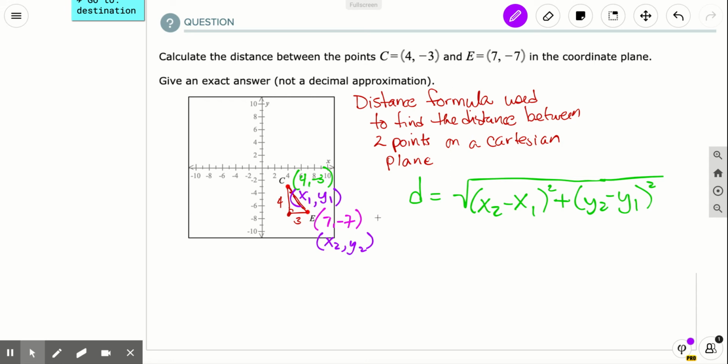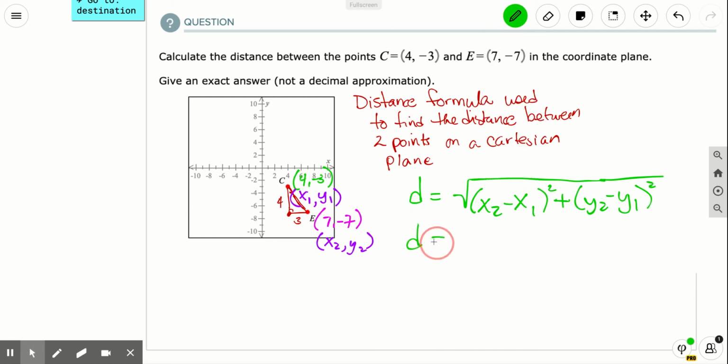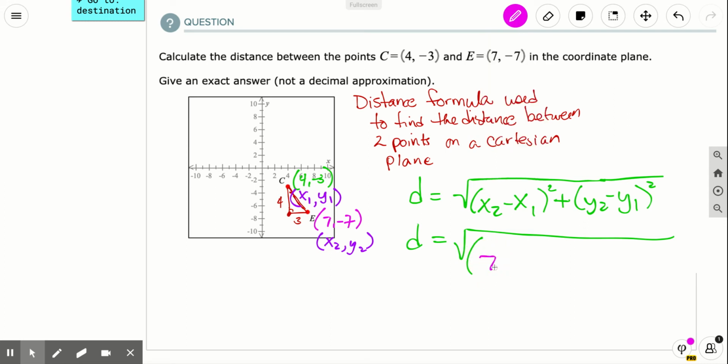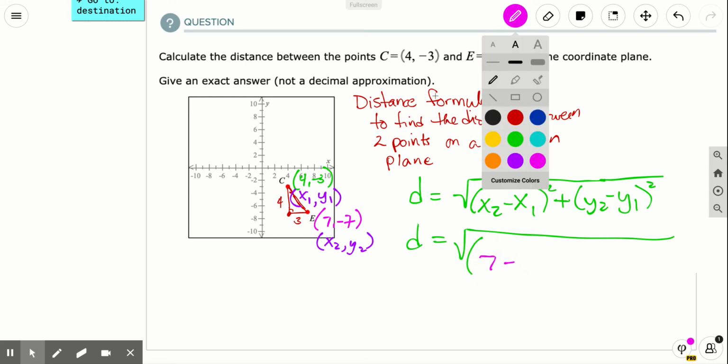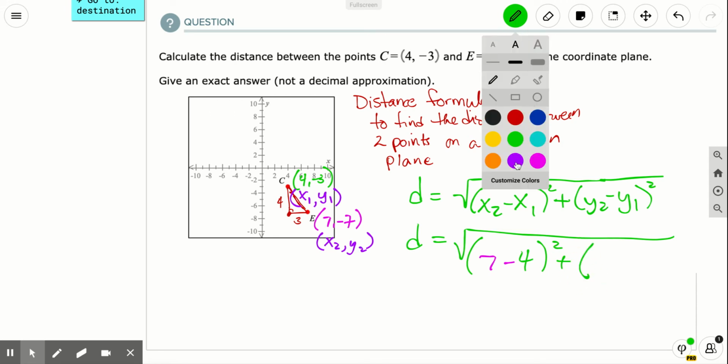Okay, so this is just the first point, this is the second point. It doesn't matter which point you pick for the first and the second, as long as you keep them organized like this, in the sense that you keep x2 and y2 together. All right, so here we go. You get the formula, then you plug it in. So I've got d is equal to this square root. Now we're going to plug in x2. So x2 is 7 minus x1 is 4. See it? It's right here. Quantity squared plus, then y2 is -7.